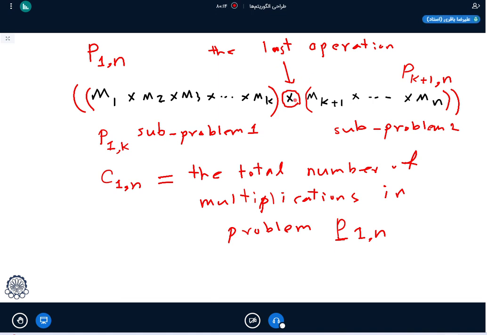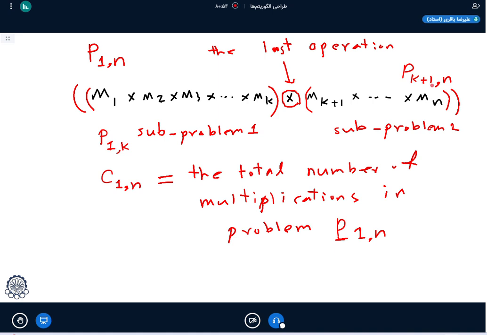If we suppose that this is the best parenthesis, this is the optimal parenthesis, and in this parenthesis the last operation is here, between k and k plus 1. If this is the last operation, then we can divide the problem from this point, and we can write a relation between the number of multiplications of the left side, right side, and total number of multiplications.